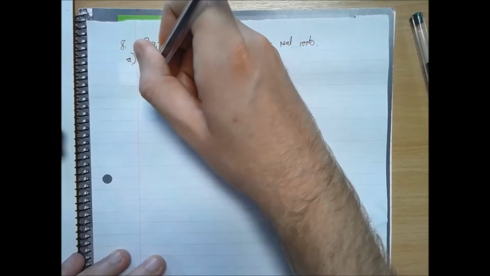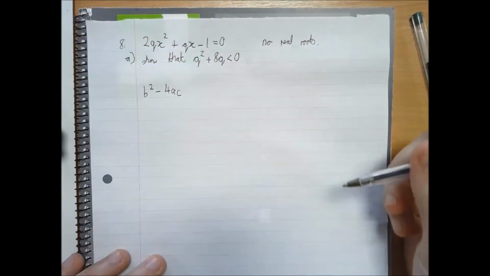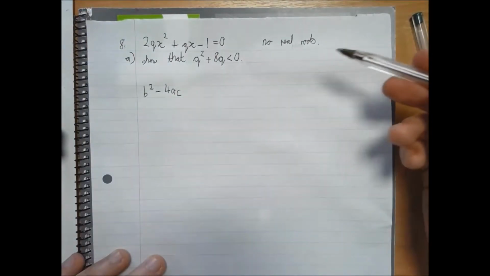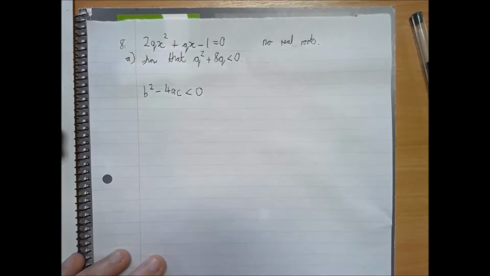Homework for question 8. So we're given that 2qx squared plus qx minus 1 equals 0, and that there's no real roots. And of course they want us to show that q squared plus 8q is less than 0. So because we're talking about roots again, we know we're after the discriminant. So we know we're after this chap here, b squared minus 4ac. Now because there's no real roots, we know that that's less than 0.